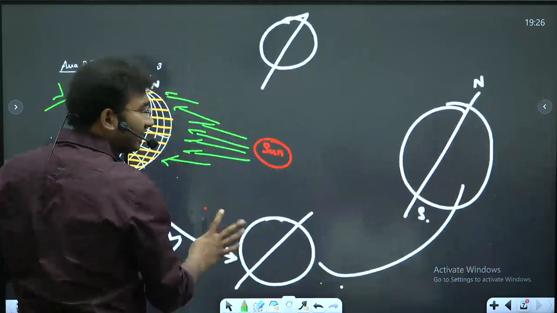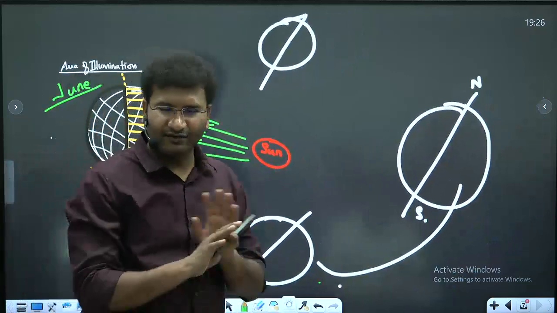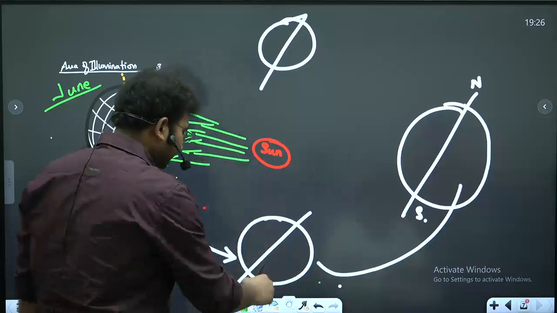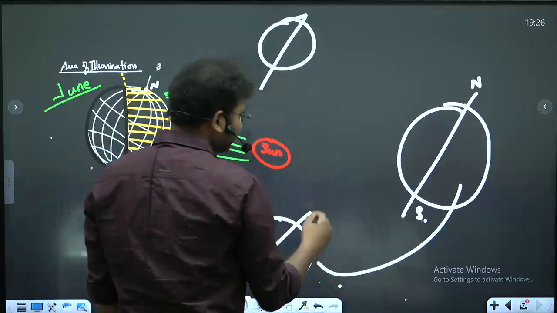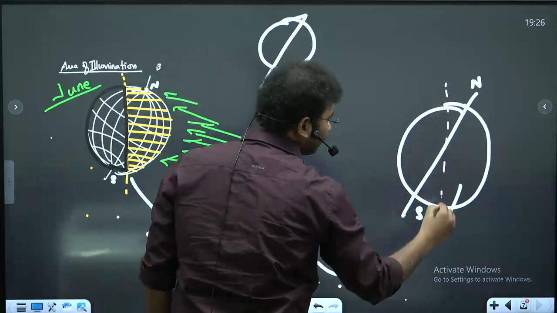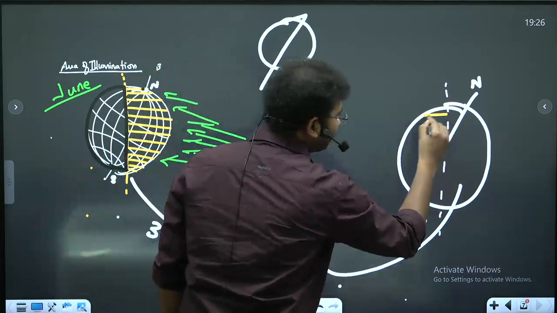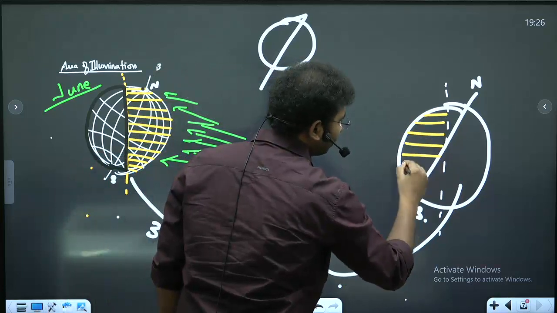Look at the sun, area of illumination. You see, area of illumination is always 50%. Area of illumination मतलब जहां पे धूप पड़ता है. अब अर्थ tilted है, तो आप देख लो, only 50% of the earth will have sunlight, right? So you see, this is the area of the sunlight.